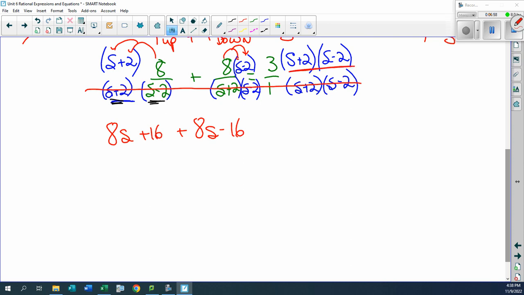Oh, wait. We got to FOIL that. That equals 3S times S, S squared. S times minus 2, minus 2S. 2 times S, plus 2S. And then finally, oh, look at that. That's minus 4. But wait a second. Let's clean this up a little bit, right? Minus 2S and 2S, they cancel.